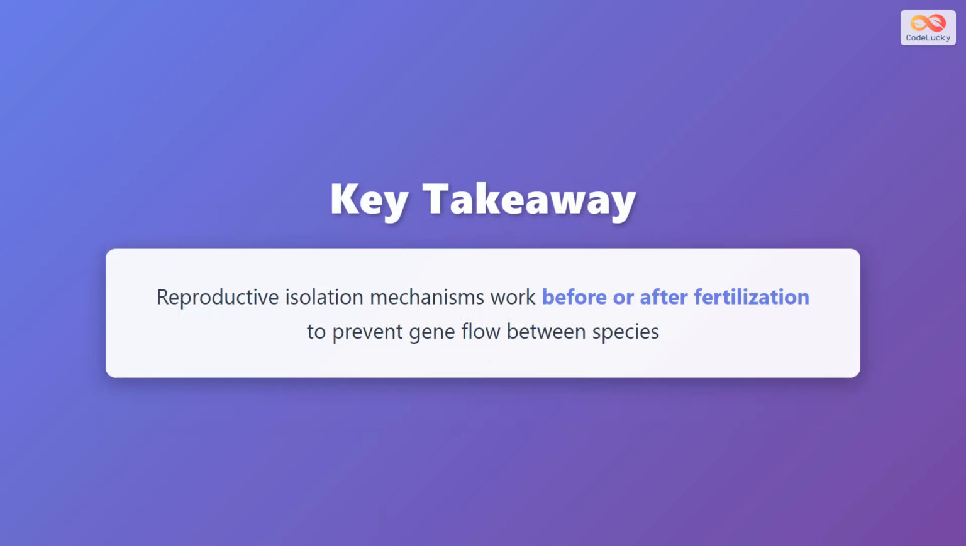To summarize, reproductive isolation mechanisms work either before or after fertilization to prevent gene flow between different species. Prezygotic barriers stop fertilization from occurring in the first place, while postzygotic barriers affect the viability or fertility of any hybrid offspring. Together, these mechanisms preserve the genetic integrity of species and drive the ongoing process of evolution and diversification of life on Earth.